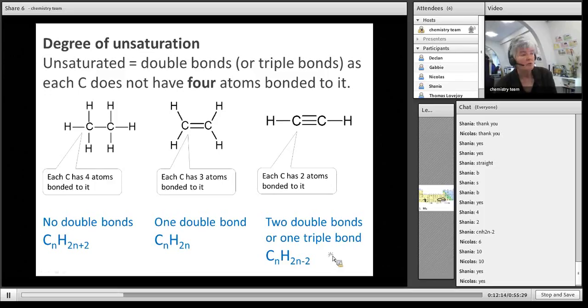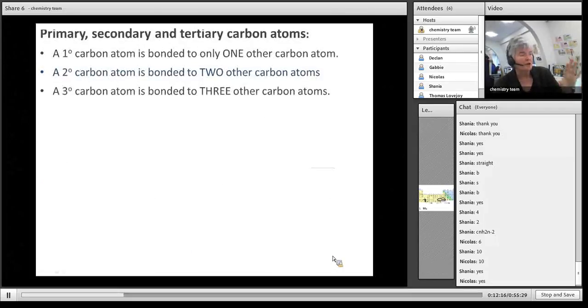Okay, right. There's one more bit of terminology. So we've looked at straight and branched. We've looked at the degree of unsaturation, because looking at the formula can tell you whether you've got a double bond or triple bond, and so on. The other bit of terminology you need to know is this primary, secondary, and tertiary.